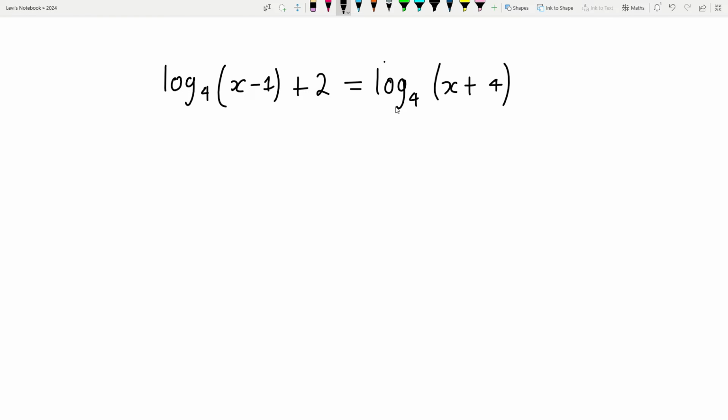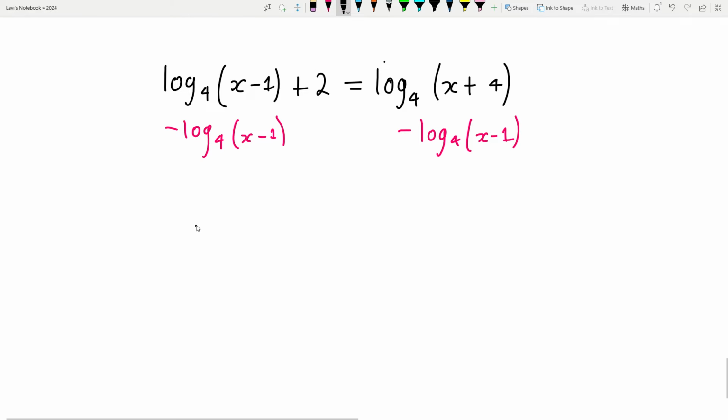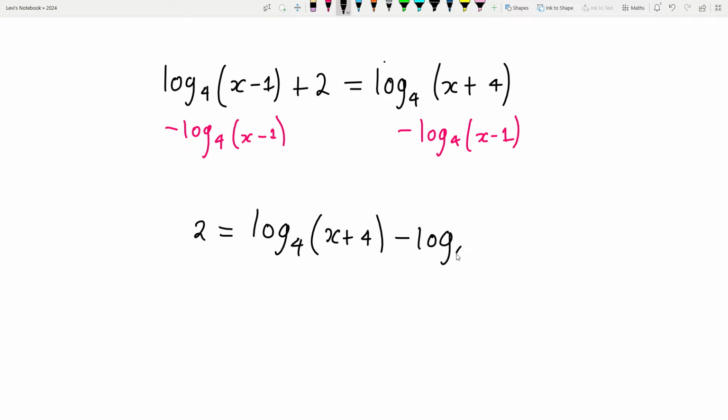So what we want to do is combine our logs together. The easiest thing to do would be moving this to this side, rather than making that negative and moving that across and having that equal to 0. So we're going to minus log base 4 of x minus 1 from both sides. Because when you're solving log equations, you want to group the logs together and any number on one side. If it looks difficult, that's the go-to way to solve logs, because then you can start using some other rules.